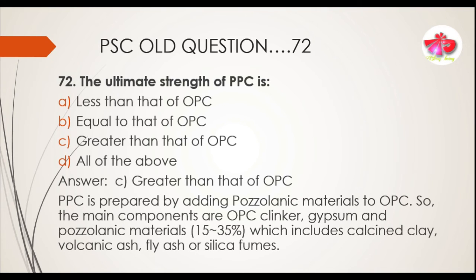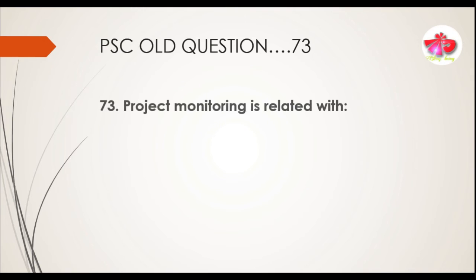PPC is prepared by adding pozzolanic material to ordinary Portland cement. So the main constituents are OPC clinker, gypsum, and pozzolanic materials 15 to 35%, which include calcined clay, volcanic ash, fly ash, or silica fumes. Question number 73.